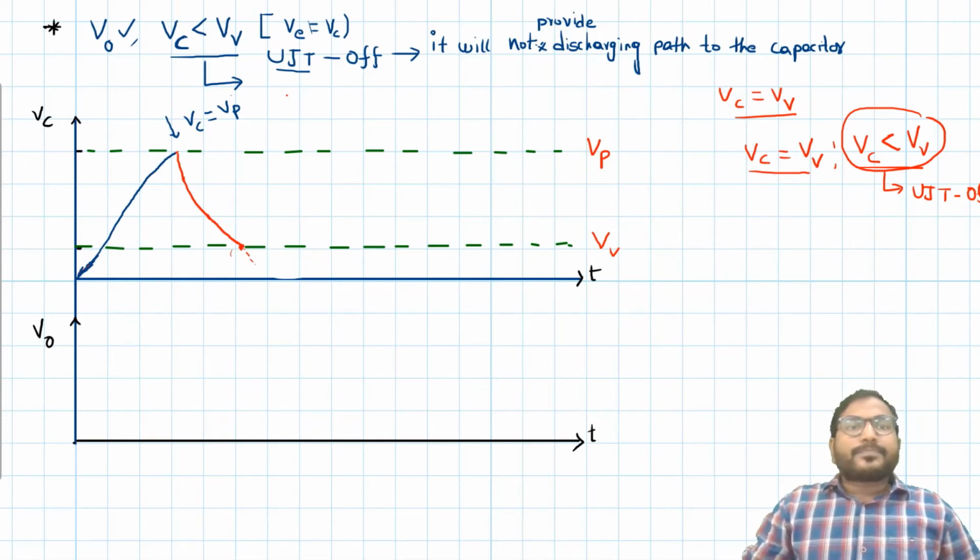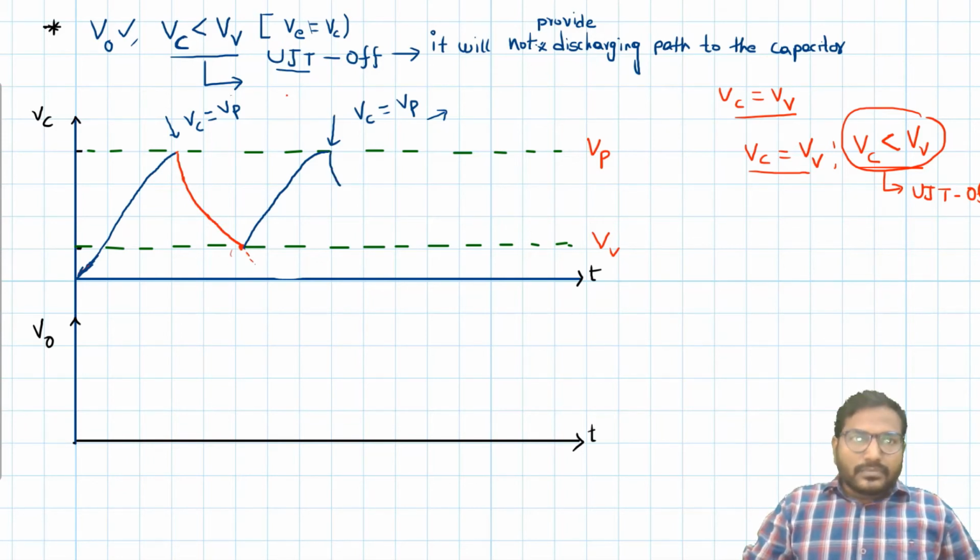Again the capacitor starts its charging from this point, and at a particular point it reaches VC equal to VP. At this point the UJT turns on again, allowing the path for the discharging of the capacitor voltage. When the capacitor voltage reaches the valley point voltage, it stops its discharging. From there it again starts charging.